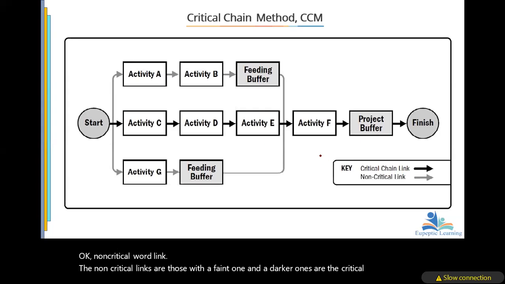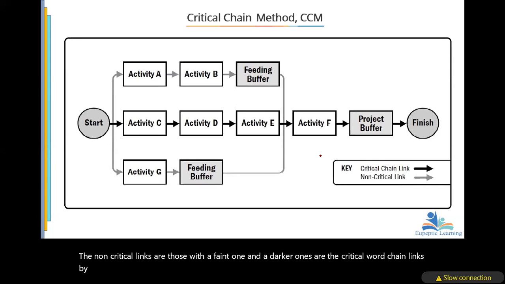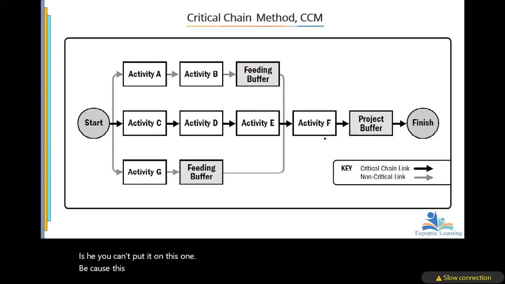By critical, we mean that they are on the critical path. Have you seen it here? So you can only add buffers to the non-critical chain. You can't put it on this one because this is a critical chain. Have you seen it? Basically, this is the critical chain.